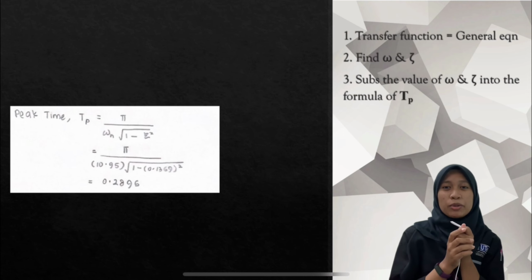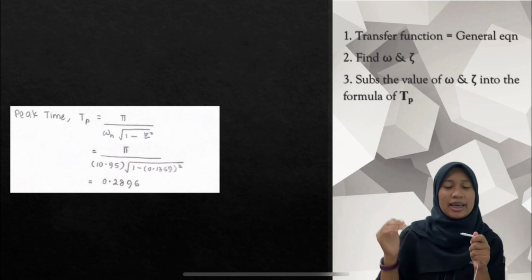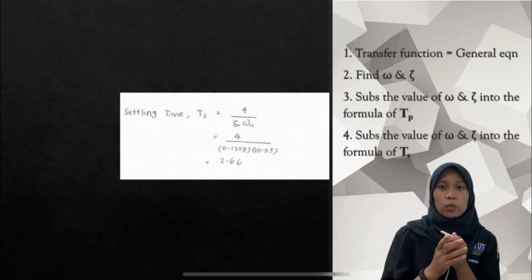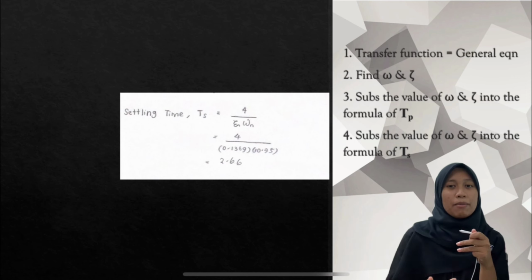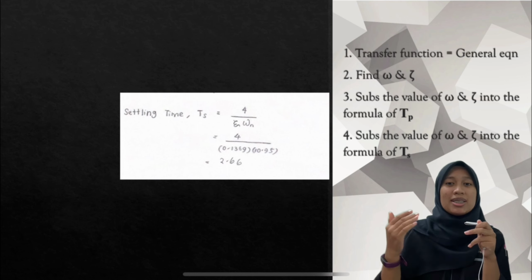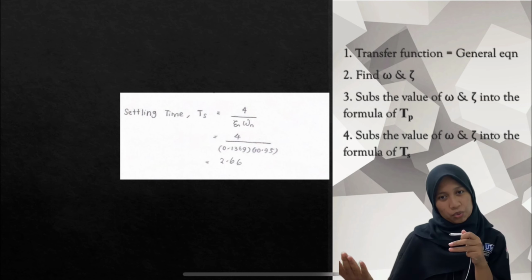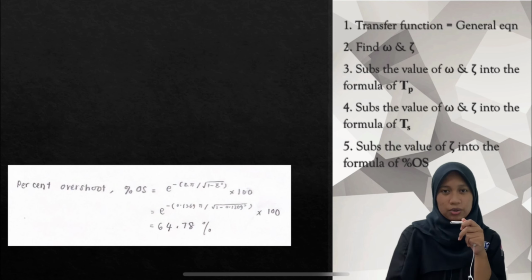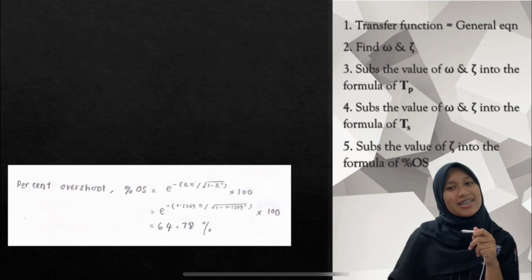Next, the time required to reach the maximum peak, also known as the peak time, can be calculated as shown. The settling time, which is the time required for the transient damped oscillation to reach and stay within plus or minus 2% of the steady state value, can be calculated as shown. And as for the percent of overshoot, we can get the value using the equation as follows.